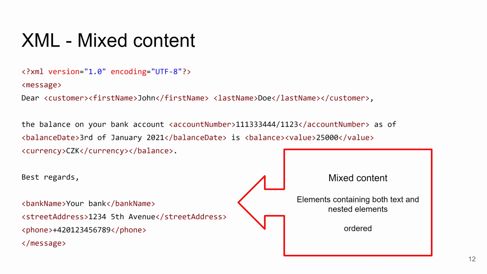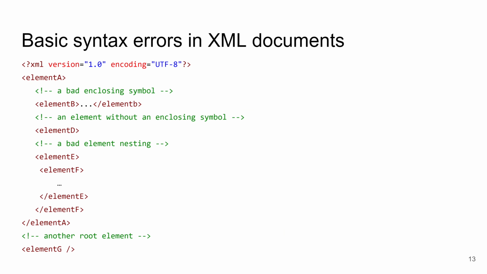Now, a note on mixed content. I already mentioned it, but here we define it explicitly. Mixed content is element content which contains both text and elements. The important thing here is that it is still a sequence. In this case, it's a sequence of text nodes and element nodes mixed together. But it is a sequence, so it is ordered, and we know which part of text goes before which element, and so on. Now let's take a look at some basic syntax errors in XML documents which might happen.